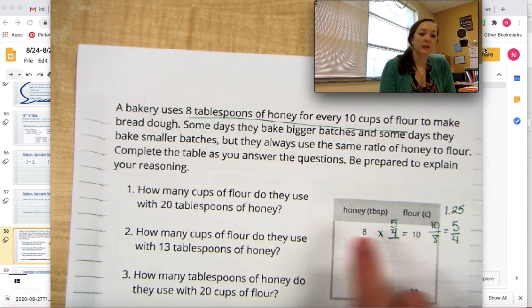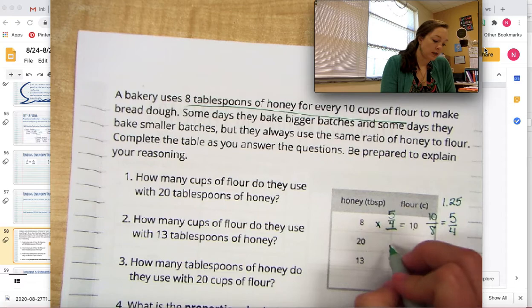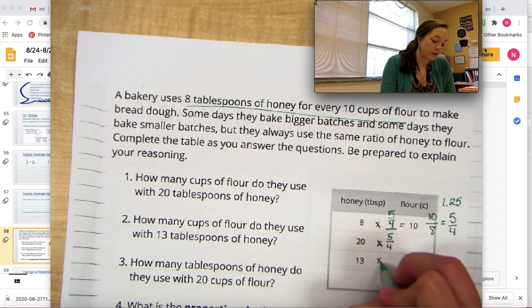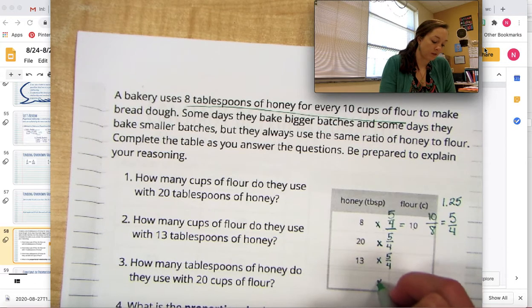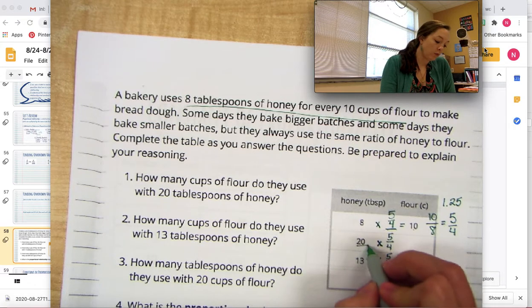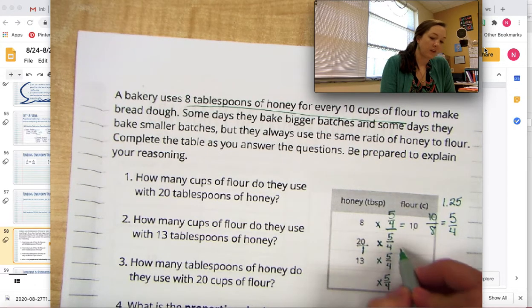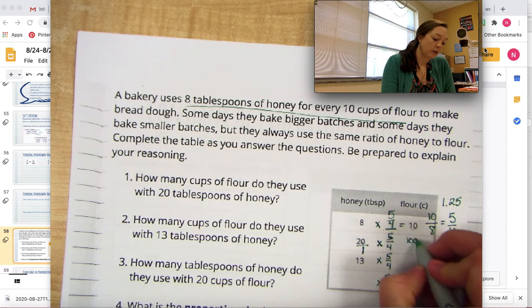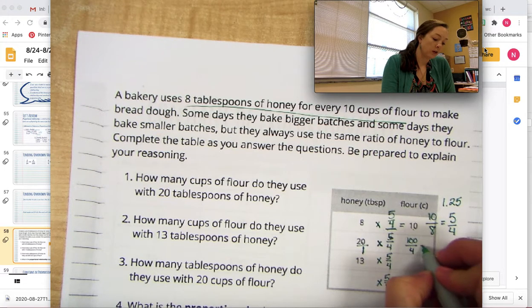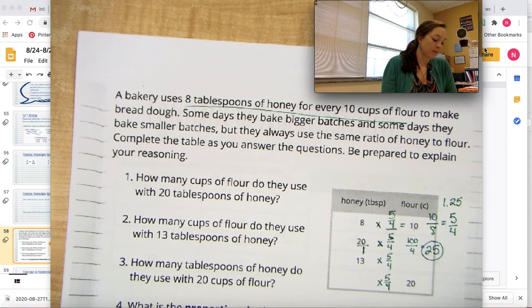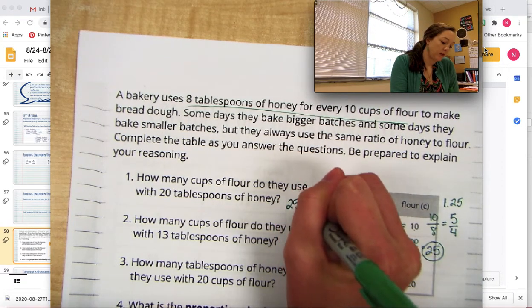Okay? So, let's find how many cups for 20 tablespoons. So I know that because these are proportional, they're all going to have the same scale factor, 5 over 4, 5/4. So let's find for 20. 20 over 1 times 5 over 4. So 20 times 5 is 100. 1 times 4 is 4. And that simplifies to 25 cups of flour. So my answer would be 25 cups.